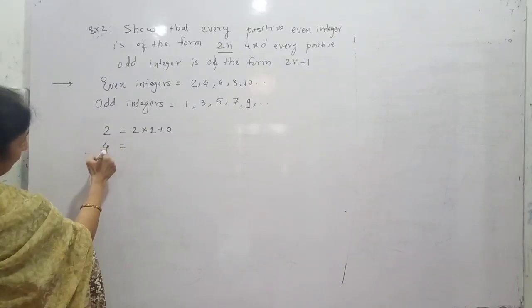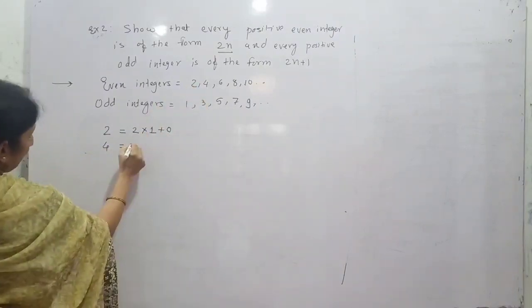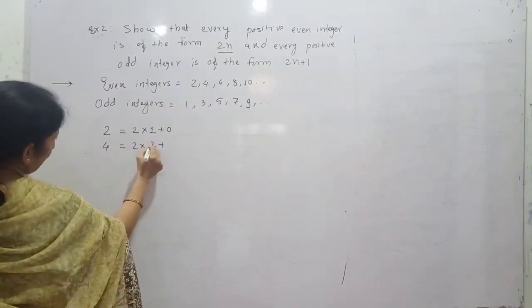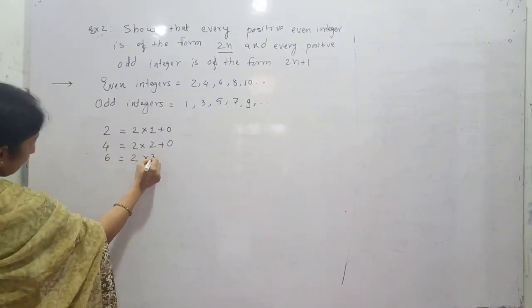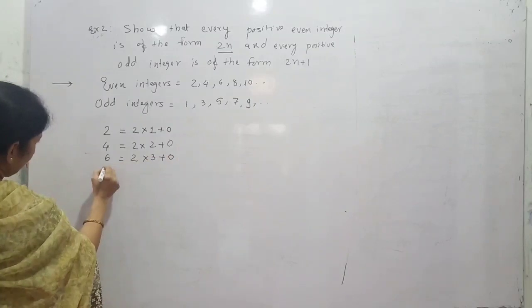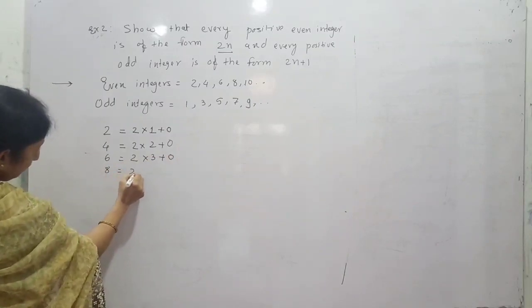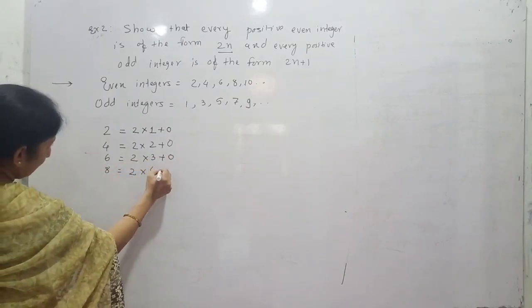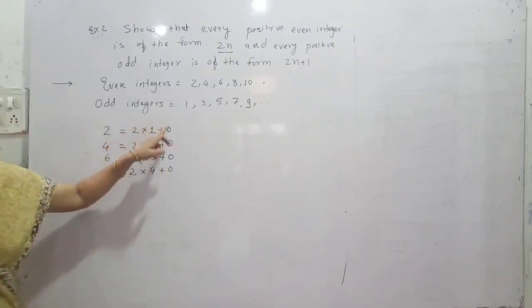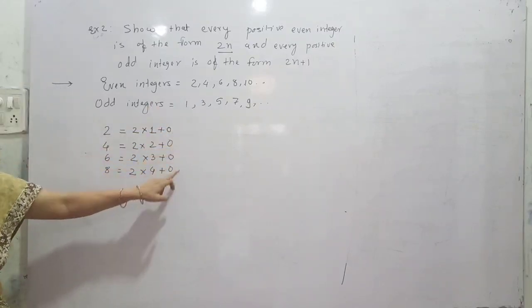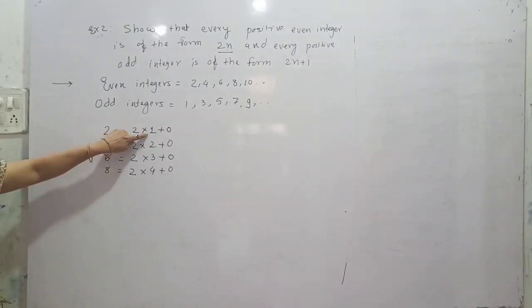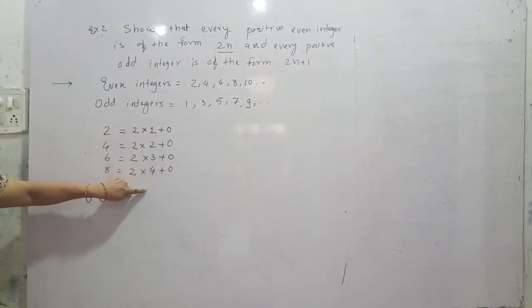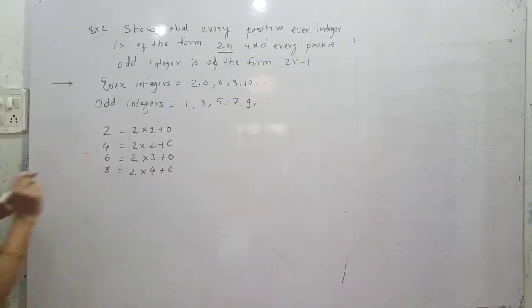Again 4. How will you write 4, an even integer? 2 into 2, 2 2s are 4 plus 0. 6: 2 3s are 6 plus 0. 8: 2 4s are 8 plus 0. Here every time the remainder is 0. 2 is constant and these numbers are in increasing order. So how will you write it?